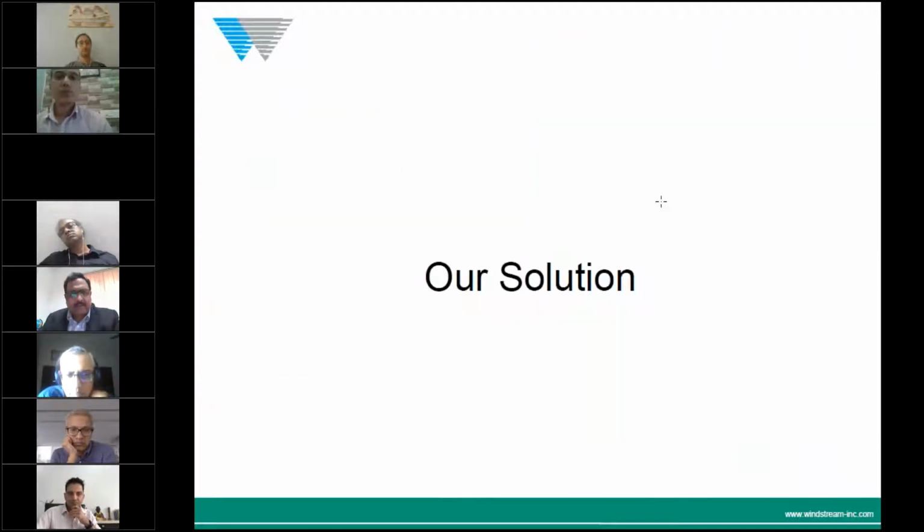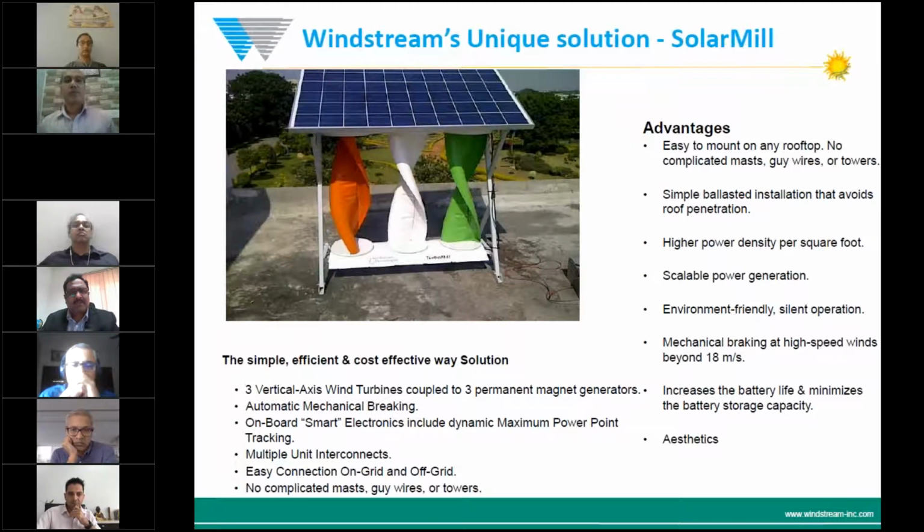Okay, and what we are talking about is our solution, which is a vertical axis wind turbine. We have 3 turbine sets with generators below each of them, and the three turbine sets make 0.5 kilowatt, with a solar panel on top of it, which will make another 0.5 kilowatt. Totally a 0.75 kilowatt system at a 30 square feet footprint. Which means the energy density for a kilowatt, which solar alone would take around 108 square feet, can be achieved in 30 to 35 square feet.